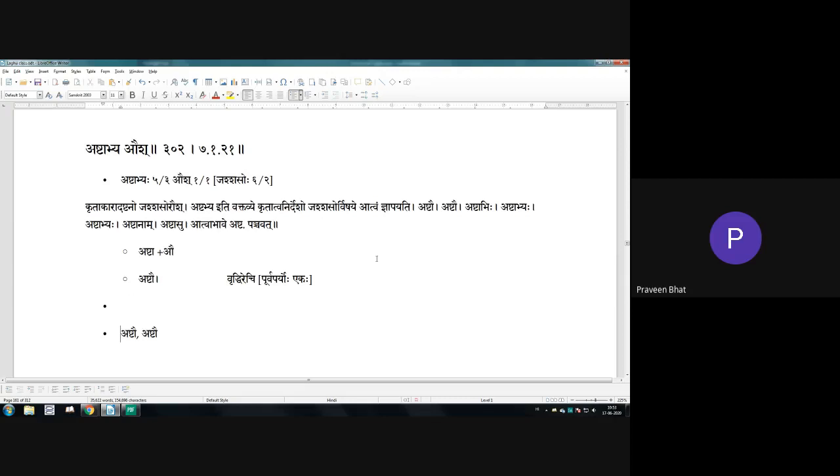In first case, we'll write the forms here: Ashta, Ashta. Need to copy this, typing is the problem. Ashta, Ashta, Ashta Bhihi, Ashta Bhihi, Ashta Bhyaha, again Ashta Bhyaha. Then Ashta Naam, Ashta Naam and Ashta Su. This is in one case. This is Vibhasha. So I'll mark a slash here.